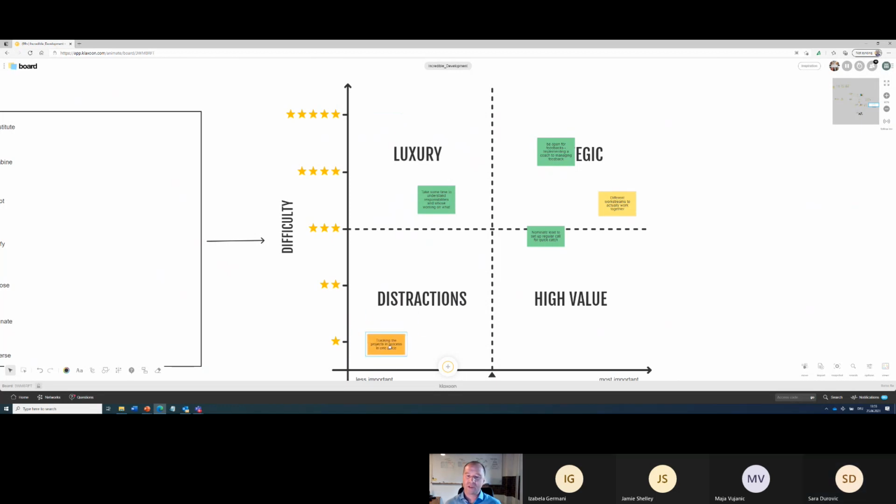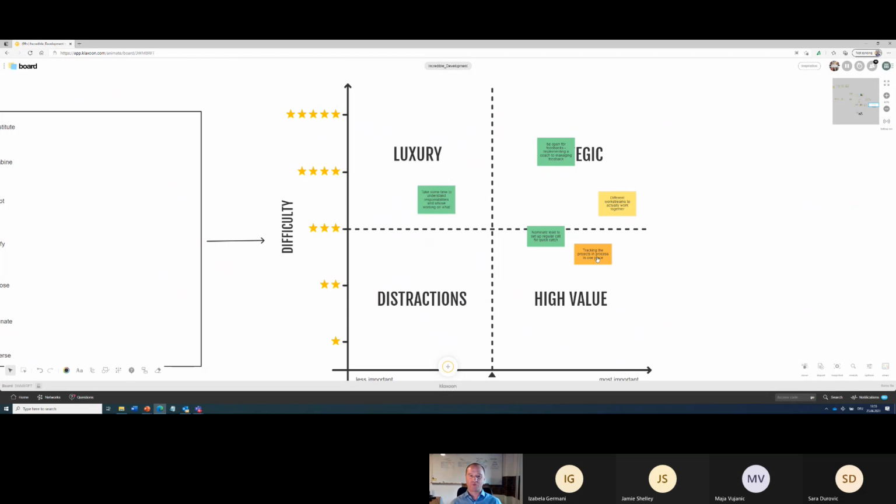And then how much impact or how important will that solution be? If it won't give much impact, it's down here. If it will give very high impact, then it's over on the right-hand side. Go for it. A quick 60 seconds.